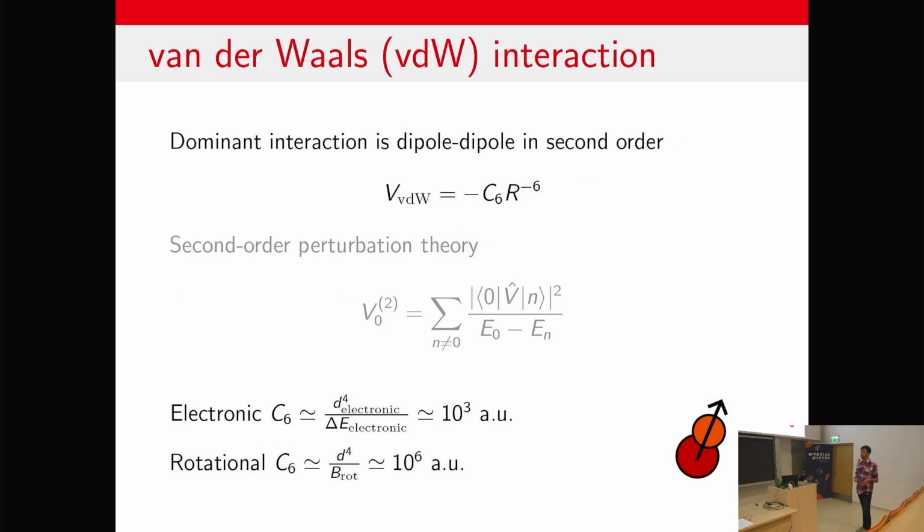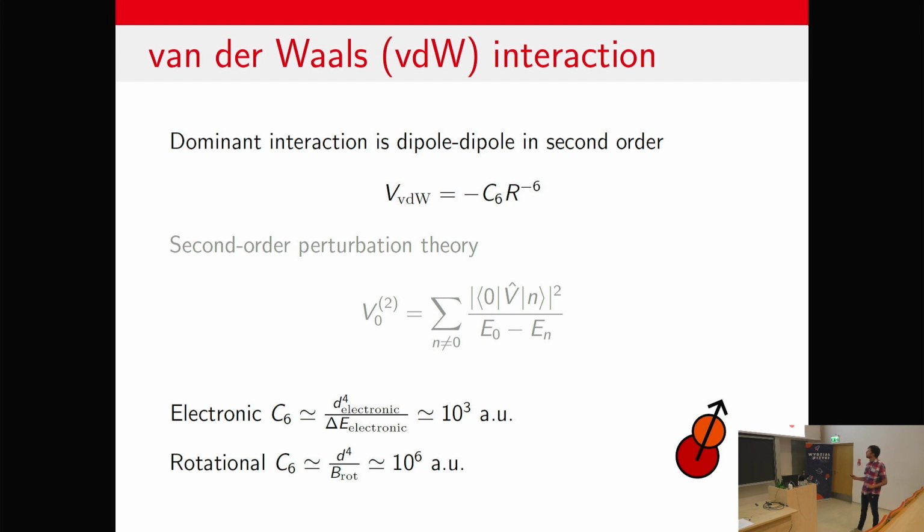It is still dipole-dipole, but in second order. Dipole-dipole goes like R^-3; in second order, you get an R^-6 interaction. So we call this a van der Waals type interaction. It just comes from the dipole-dipole interaction in second order perturbation theory. I put the expression here grayed out, so that you don't need to be offended. I expect you know this.